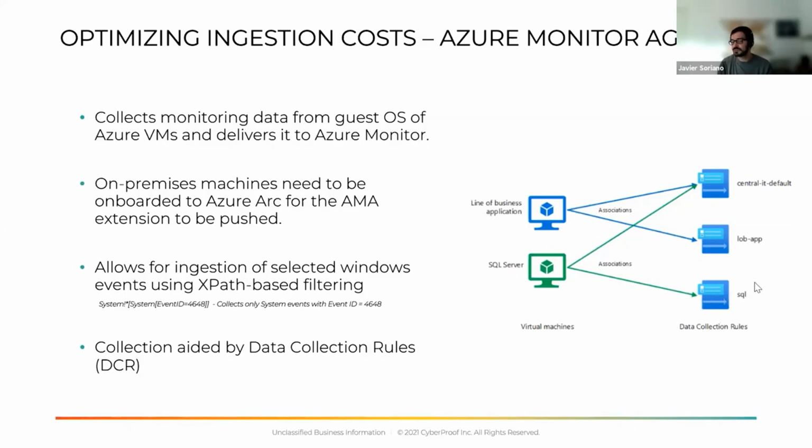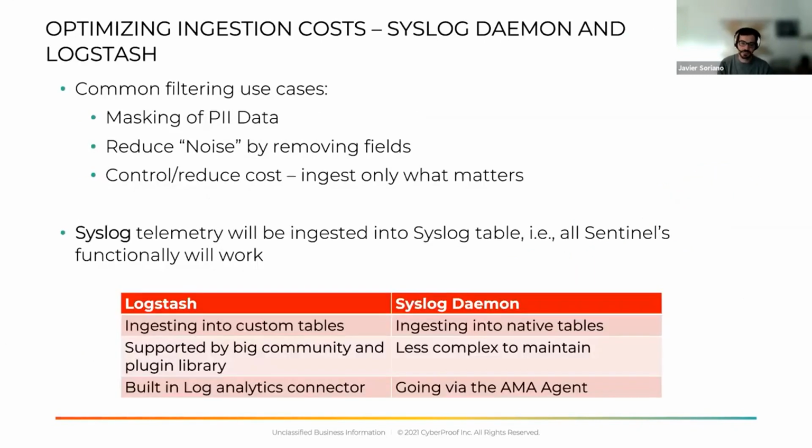So for example, the SQL data collection rule collects specific logs from the SQL engine, so that one I will only apply to my SQL server. And then, for example, there might be a central IT default that collects, for example, the security events that we were talking about, that I apply to both my line of business application and also my SQL server. So again, a very important tool in order to optimize and filter, to send to Sentinel just what you really need.